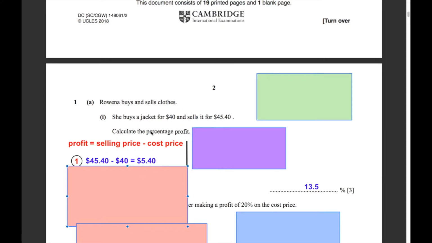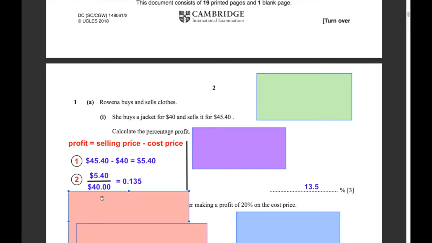But we're not done yet. We want the percentage profit, right? So out of the $40 that she used, she ended up making $5.40. So $5.40 out of the $40 that she used. When you hear the phrase "out of," it simply means division. So that's something that you can make use of. It's similar to when, for example, you get 24 out of 25 in a test. It's 24 out of 25, so that's division. Okay, so we're done with that.